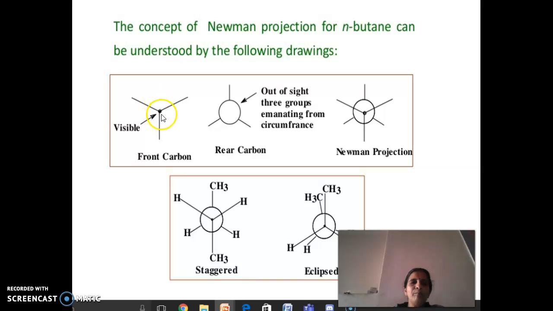So this is the concept of Newman projection for butane. This is the front carbon atom, which is shown by the dot, and the three lines show the bonds of the carbon. And this is the rear carbon, which is shown by the circle, and you can see the lines show the groups emanating from the circumference. So this is for the rear carbon. If you combine both of these, it will give the Newman projection. So this is the staggered form of butane, shown here in the Newman projection.